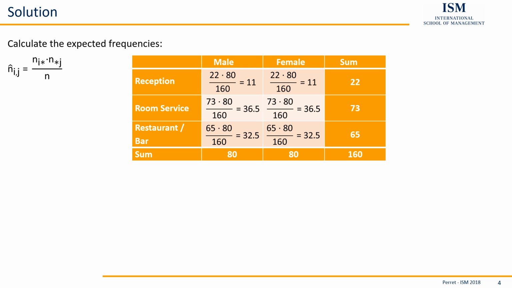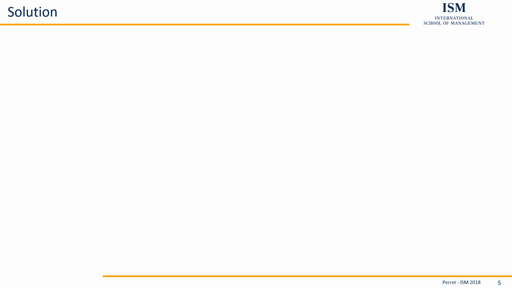We need those expected frequencies we just calculated as well as the original values, because the chi-squared statistic is defined as the difference between those two values. How does this look in detail?